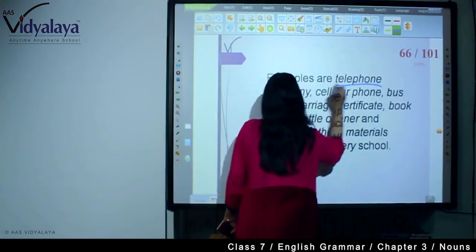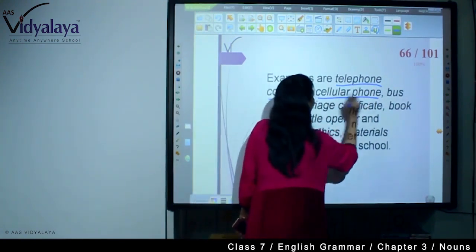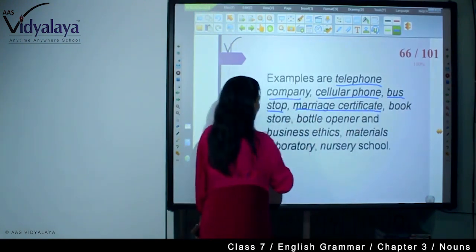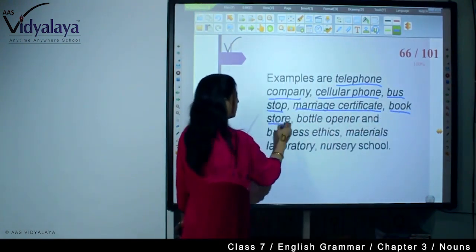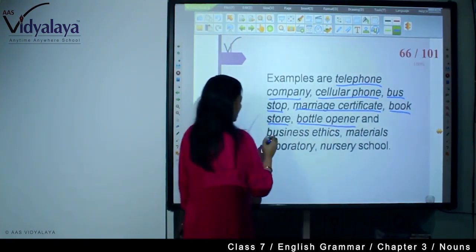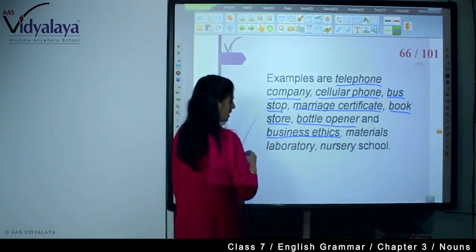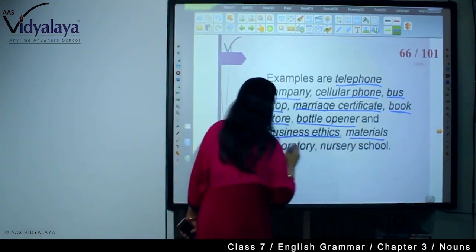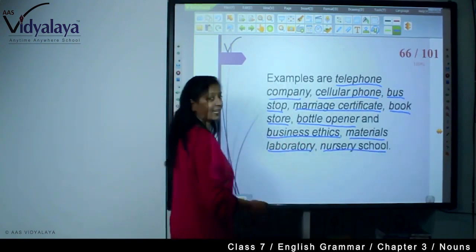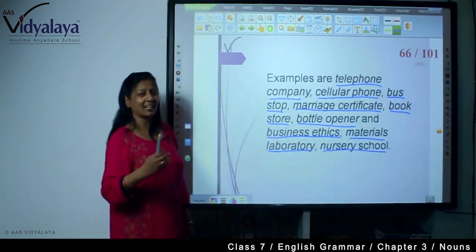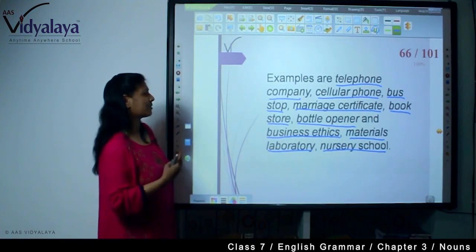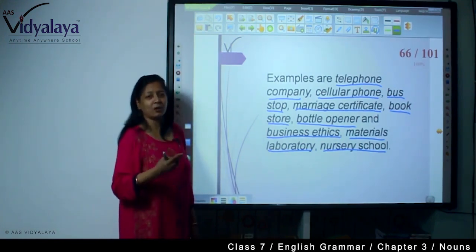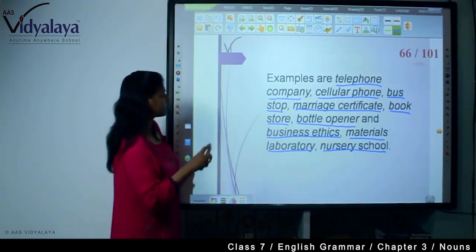Now examples, many more examples. For example, this is telephone company, cellular phone, bus stop, marriage certificate, bookstore, bottle opener, and business ethics. Now materials, laboratory, nursery schools, all these things we use daily. We say these words daily, but we don't know what type of grammar is added to these. These are all attributive nouns. 2 nouns are there.